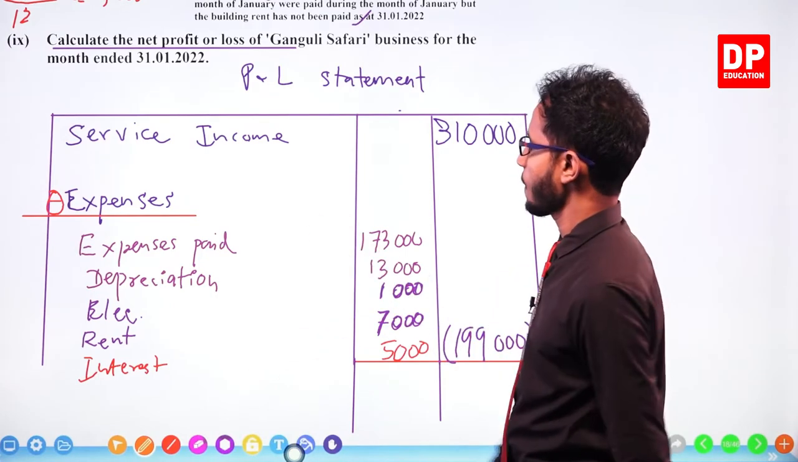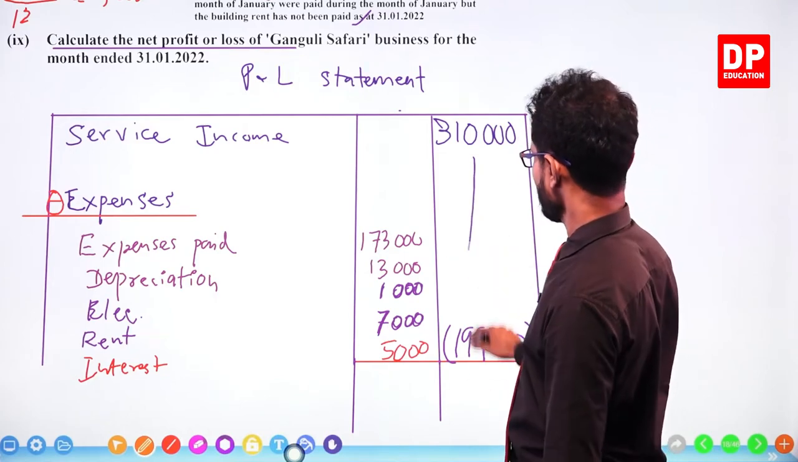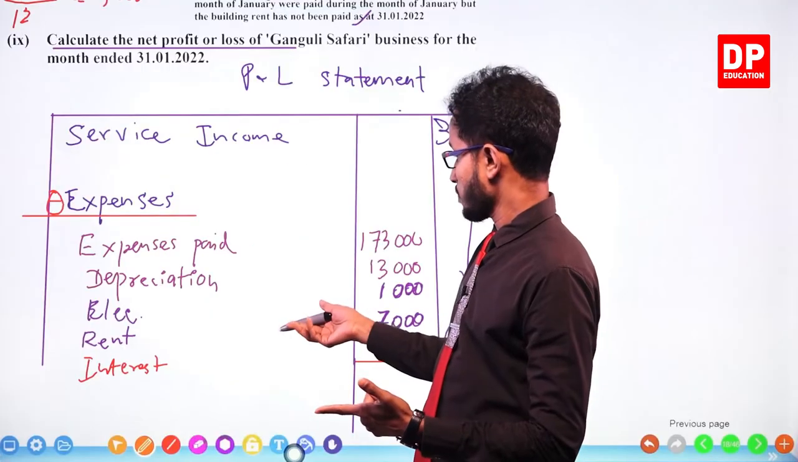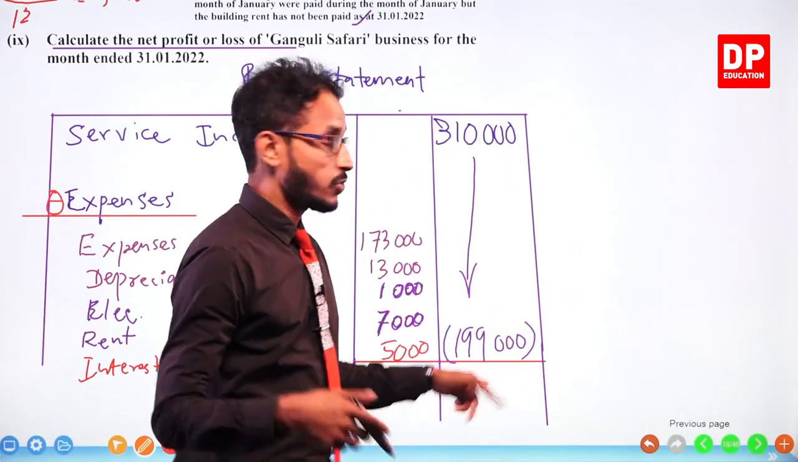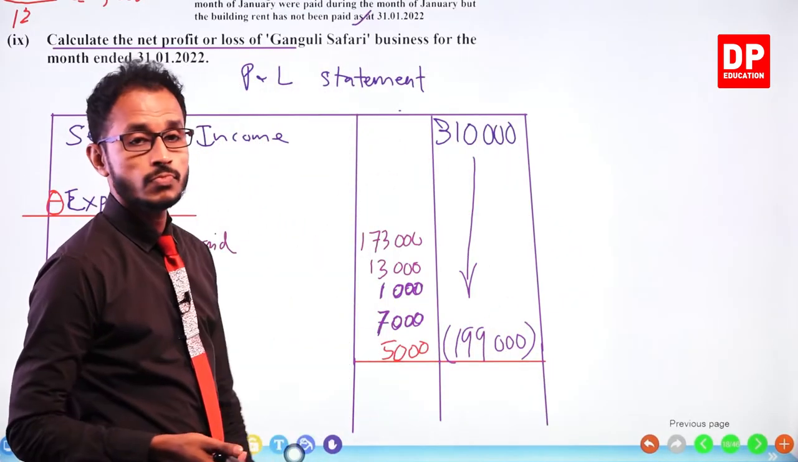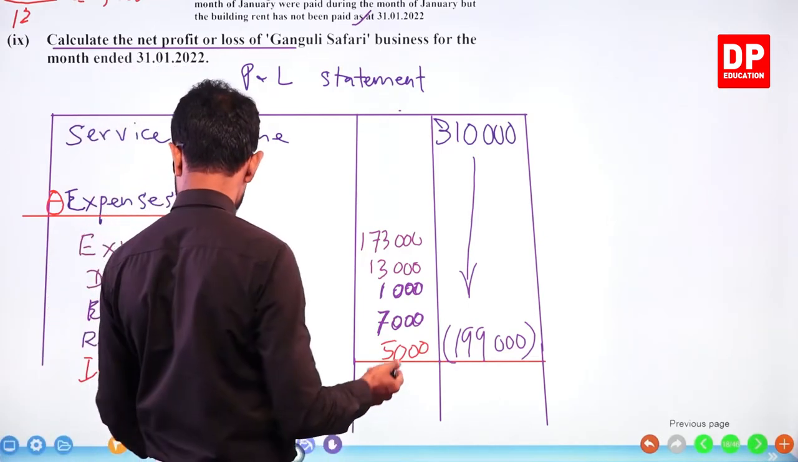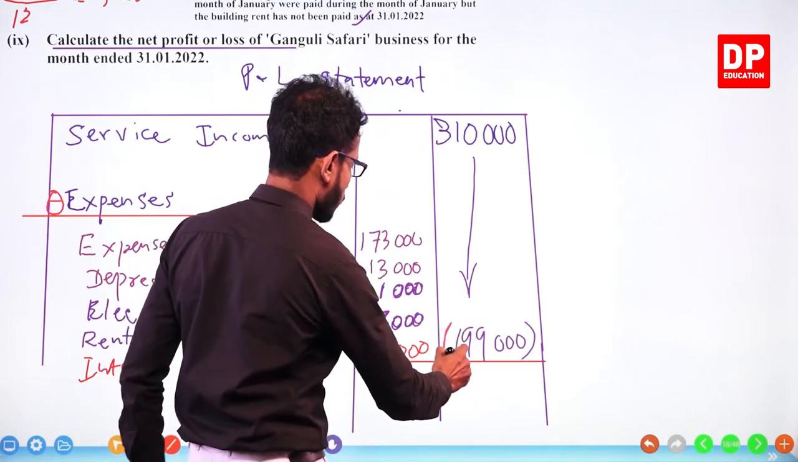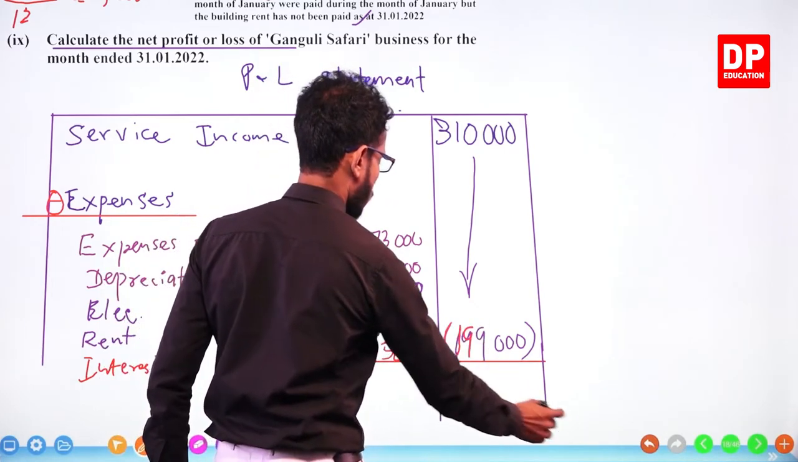183,000, 186,000, 187,000, 194,000, 199,000. That is the total. Yeah, have to subtract. Income minus expenses. Have to calculate the profit now. It's just a matter of subtracting expenses from the incomes.